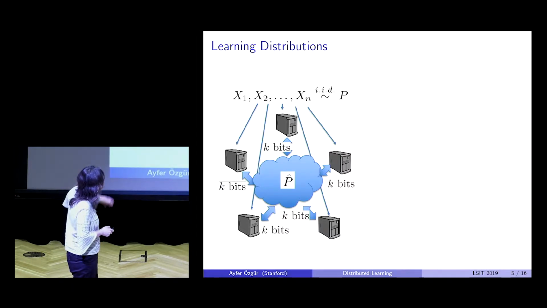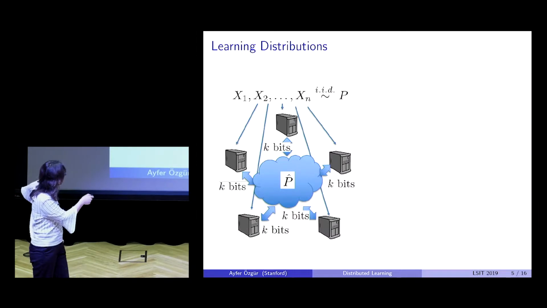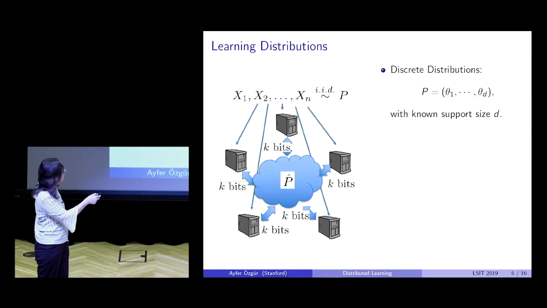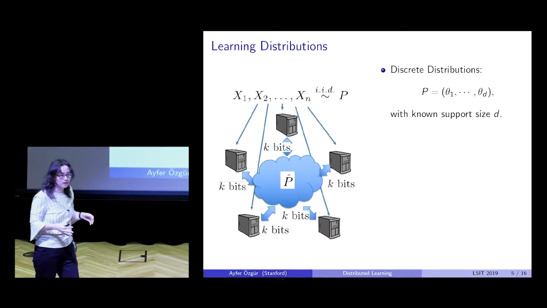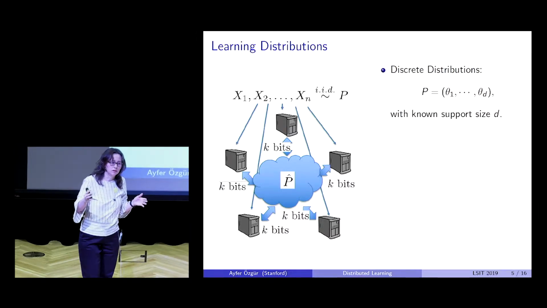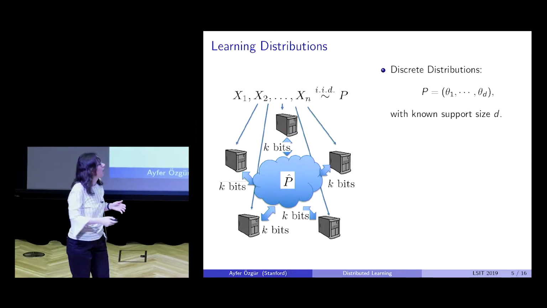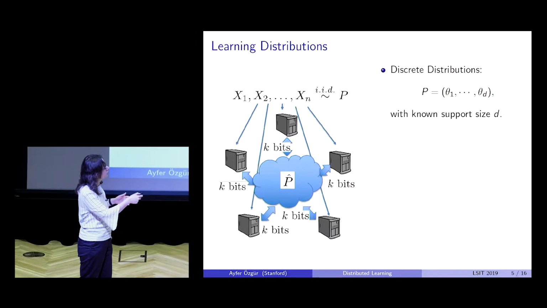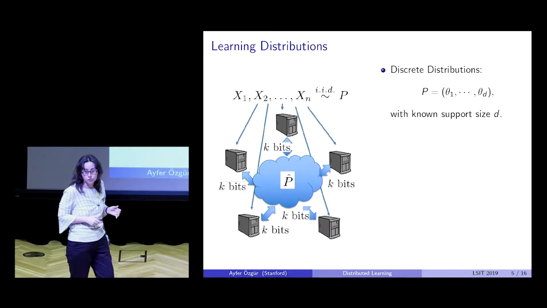And when I say estimating the underlying distribution, I really have a few slightly different settings in mind. So maybe the underlying distribution is discrete. So in this case, I will assume that I know the alphabet. Let's say these are just integers from 1 to t. But I don't know the probabilities of these symbols, and this is what I'm trying to estimate.